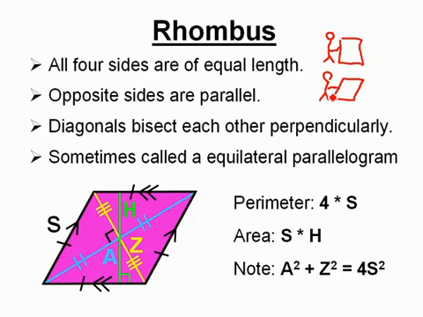Exactly. So the perimeter is 4 times the side because they're all of equal length. The area is the side times the height. And it should be noted that a squared plus z squared equals 4s squared. A squared and z squared, a and z being the diagonals. So if you square the diagonals and add them, you get 4 times the side squared. And I'm going to show you that in Photoshop.